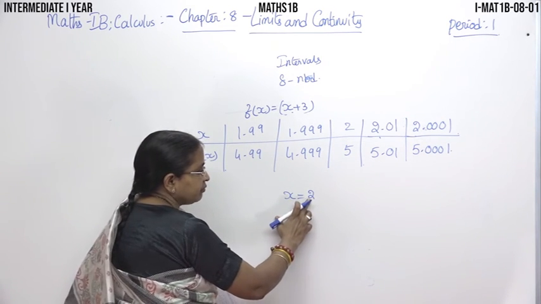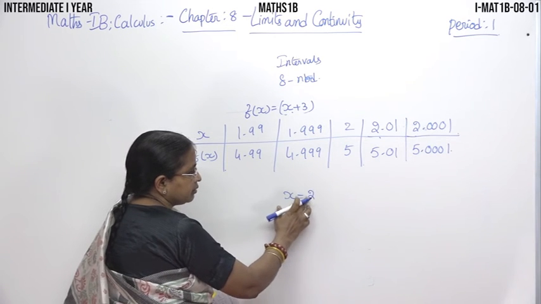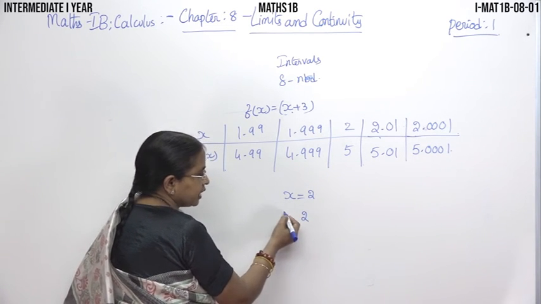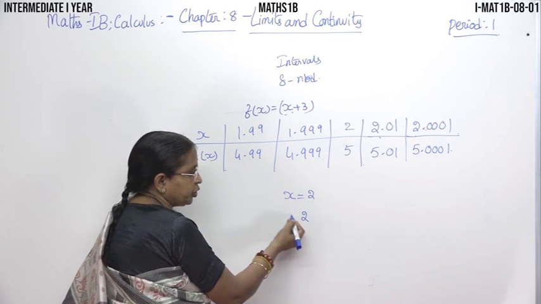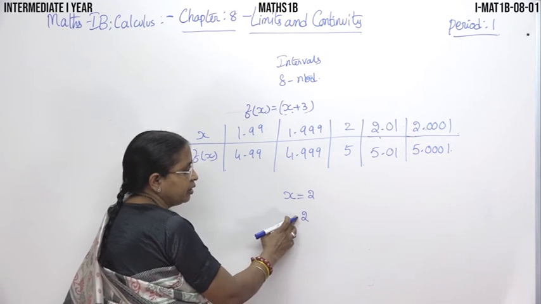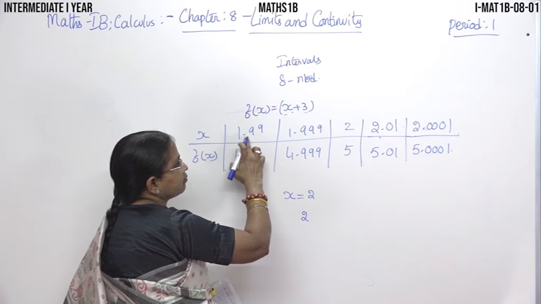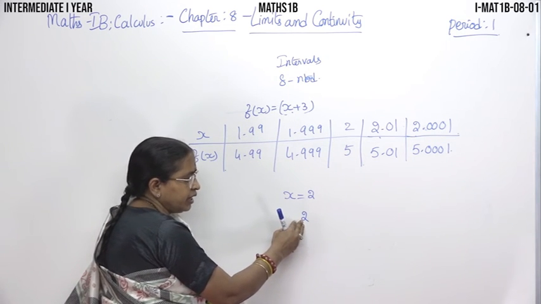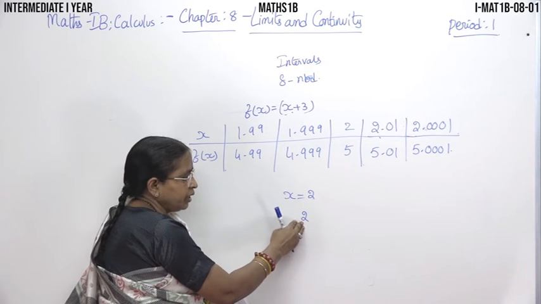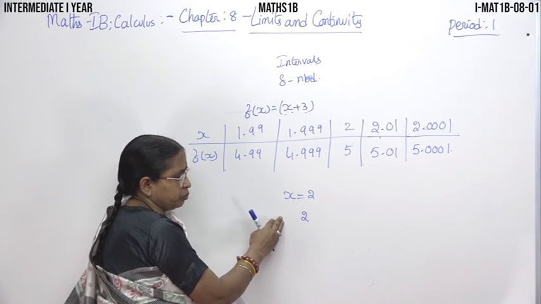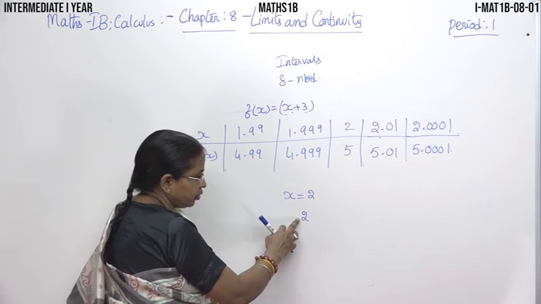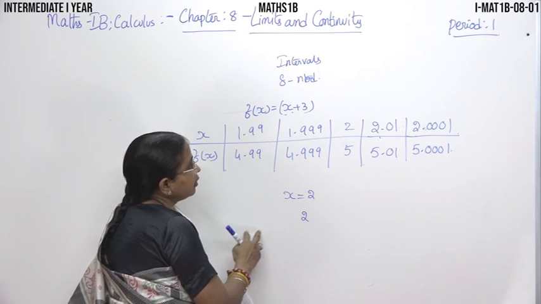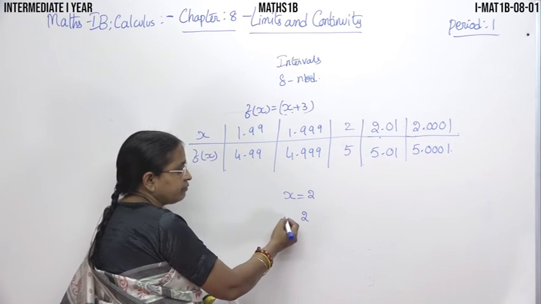Now we'll take some values less than 2. So we say that x is tending to 2. X is approaching 2 from the left side of 2. Left side of 2 means numbers like 1.99, 1.9, the values very nearer to 2 but less than 2. The values which are very nearer to 2 and less than 2 are the left side values of 2.